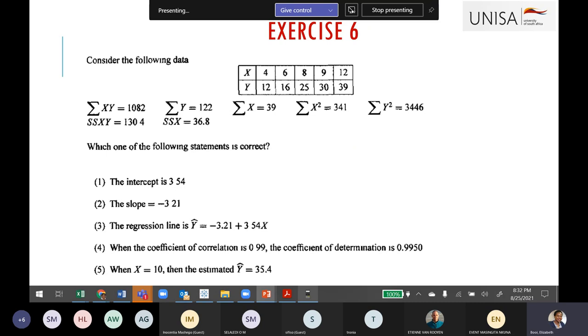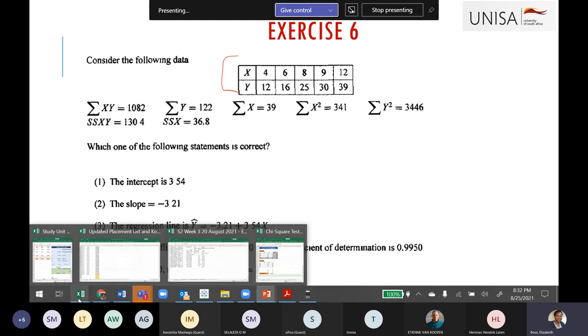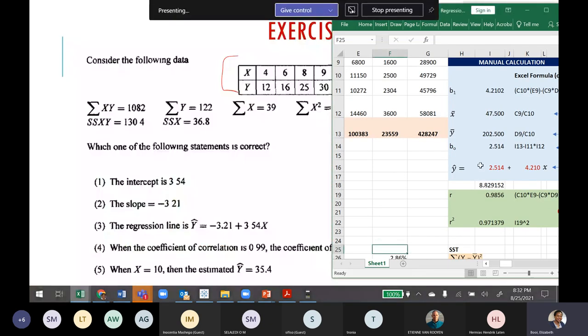Next exercise. Now you can go and use your Excel instead of using the summations. But remember, in the exam, if they didn't give you the table, because this is very important, if they don't give you the table, then you need to know how to use your summations to answer the questions. So here you need to go to the Excel because they gave you the table, which makes life easier.